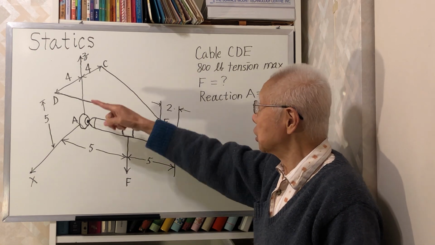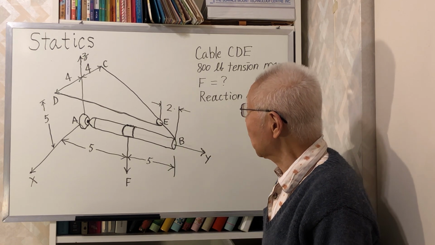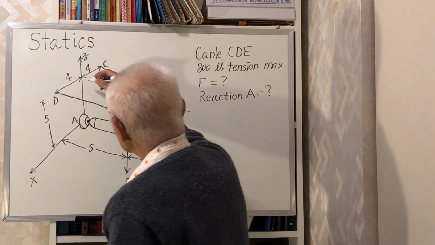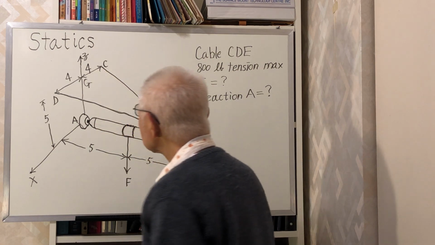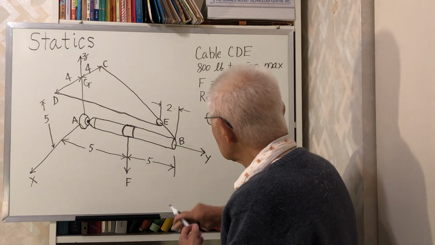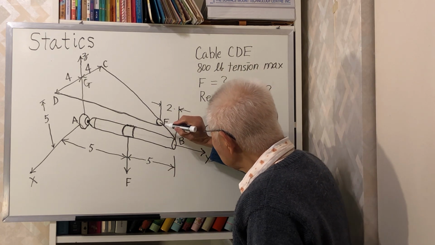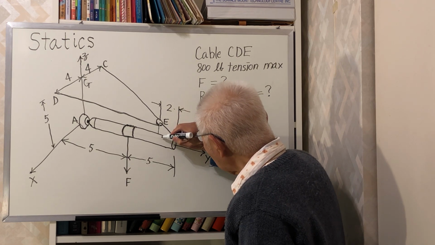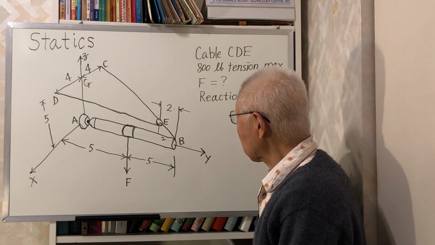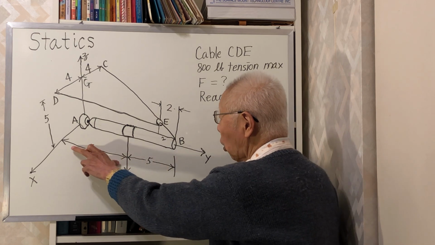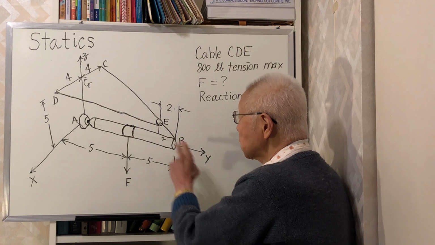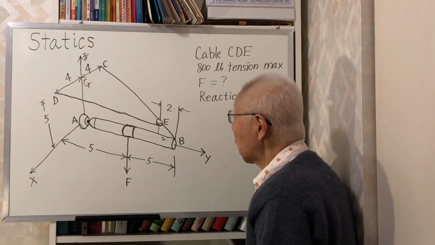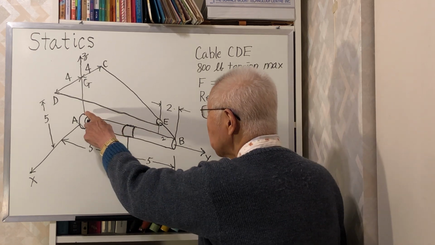I want some dimensions for this triangle. Let's label this point, say G. From here to here is 2. Let's draw a line. So this is 2 now. Because this is 5, this is also 5, so the length of the rod is 10 feet. This part is 2, therefore this part is 10 minus 2 is 8 feet. From here to here is 8 feet.